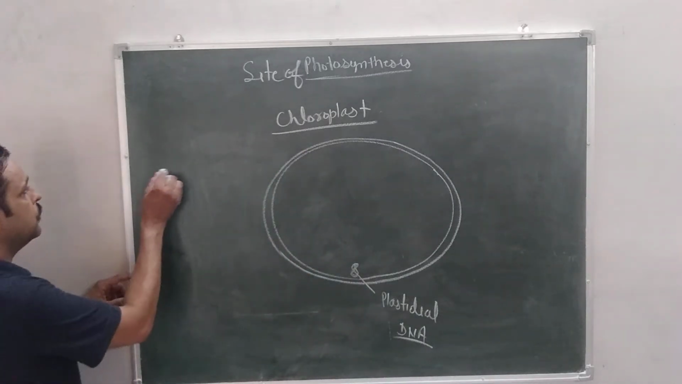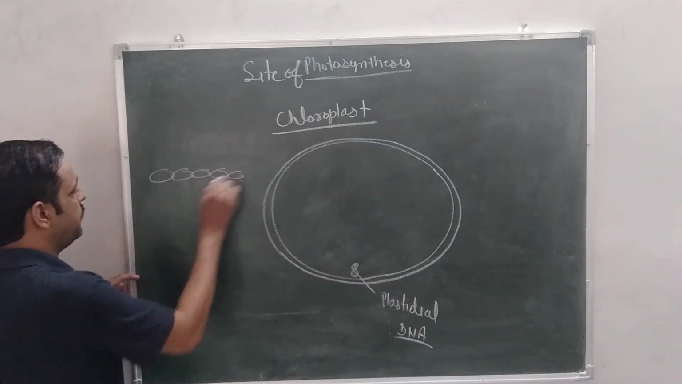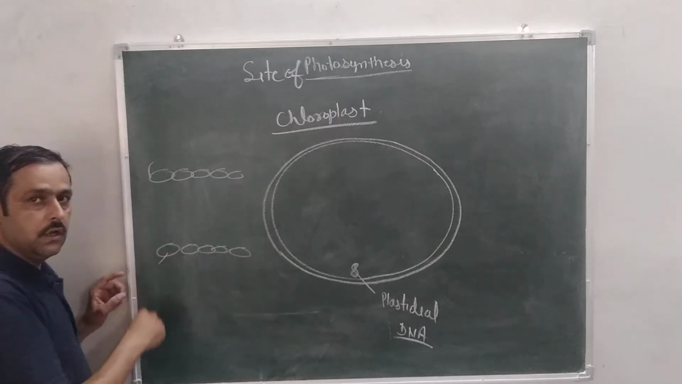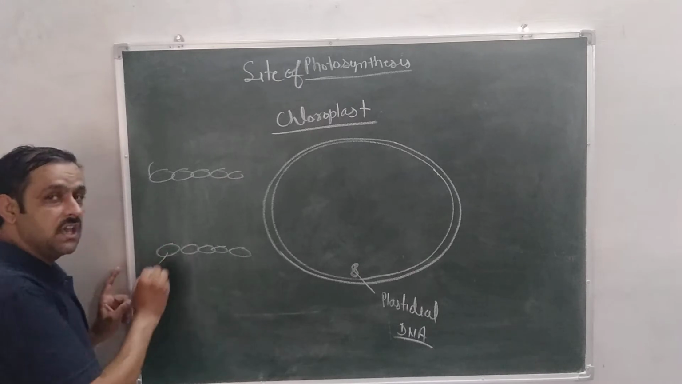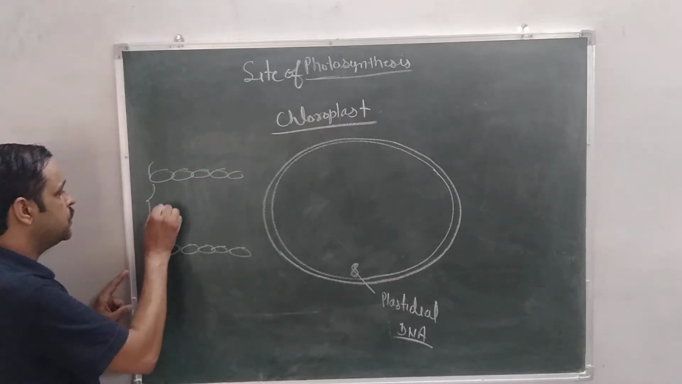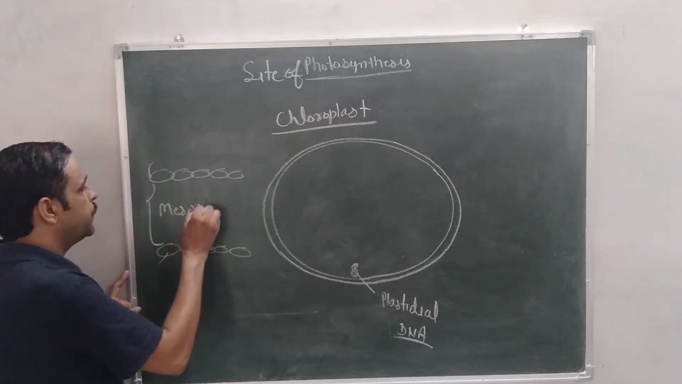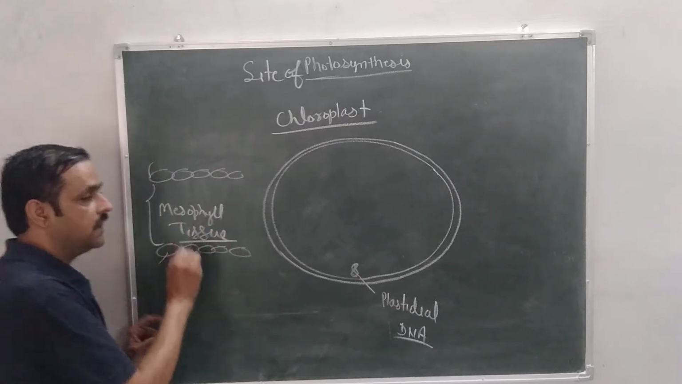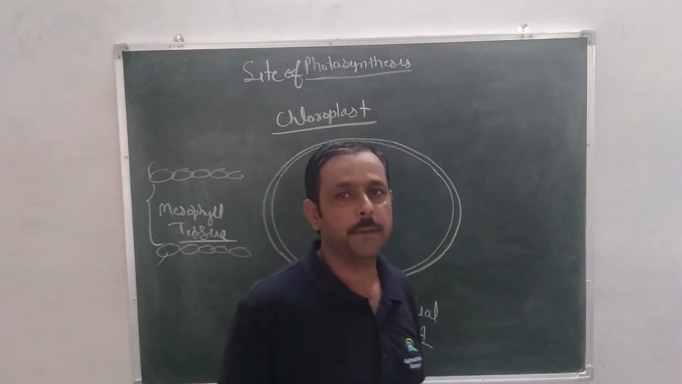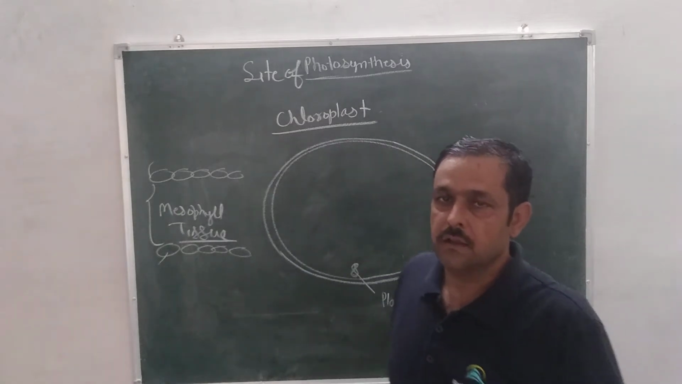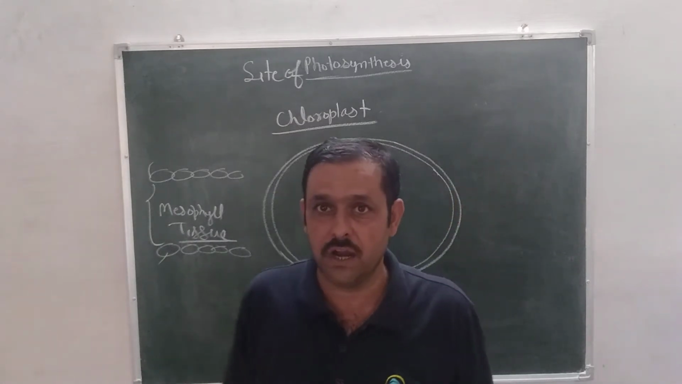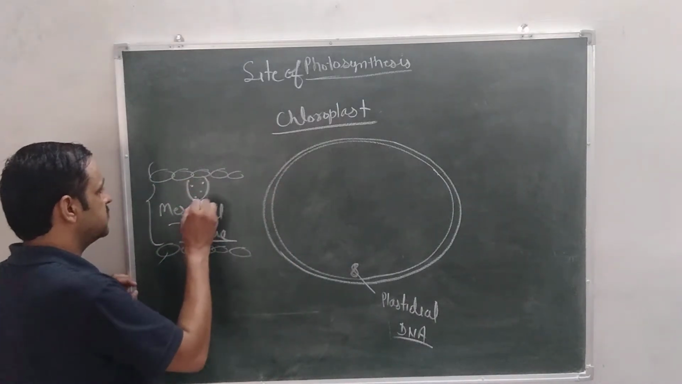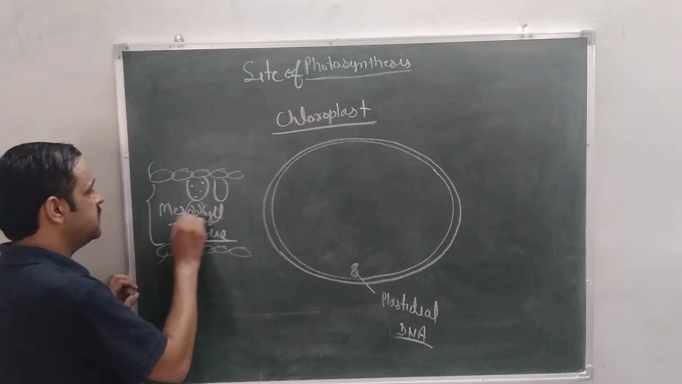If we want to look at the structure of a leaf, there are two epidermis, upper epidermis and lower epidermis. Among these epidermis, this tissue is called mesophyll tissue. Mesophyll tissue can be further divided into two parts, palisade and spongy. Then the cells of palisade tissue and spongy tissue contain chloroplast. This is palisade tissue and this is spongy tissue.